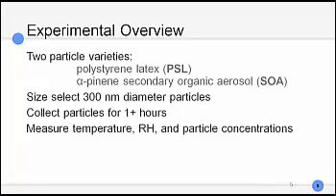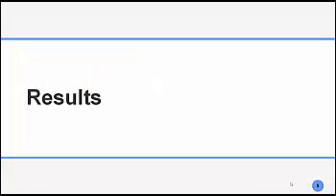And we're collecting particles for at least 1 hour. And throughout the process, we're measuring temperature, relative humidity, and the particle concentrations. The temperature RH measurements are inside that impactor stage, but they're in a bit of a dead volume. So it's not measuring directly from the flow, but it's measuring the ambient conditions.